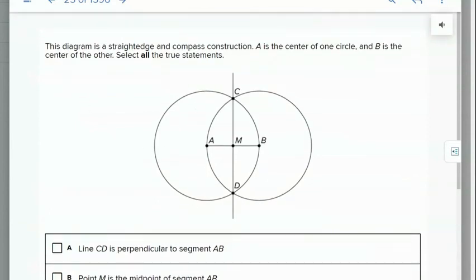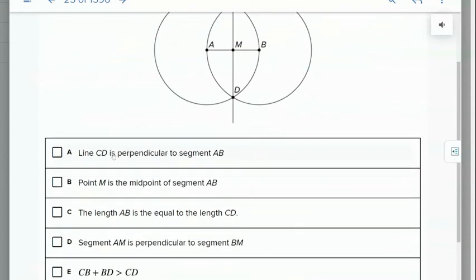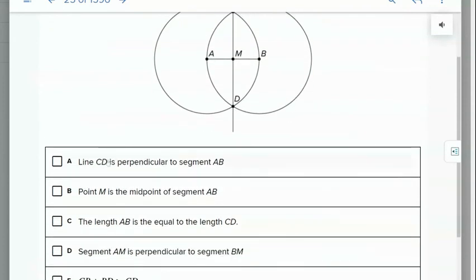The diagram is a straight edge and a compass construction. A is the center of one circle, and B is the center of the other. Select all the true statements. Ooh, and there are several, aren't there? So the line CD is perpendicular to AB. The point M is the midpoint of segment AB. The length of AB is equal to the length of CD. Segment AM is perpendicular to segment BM.